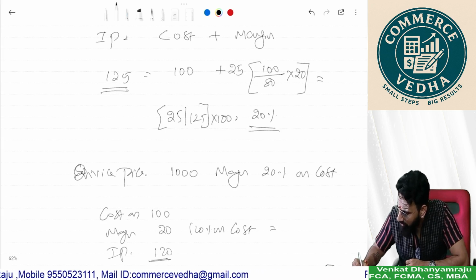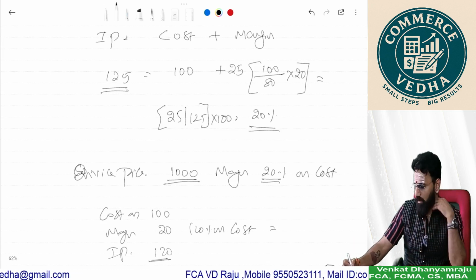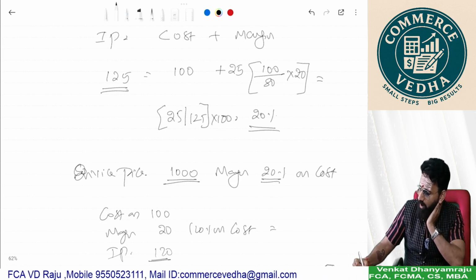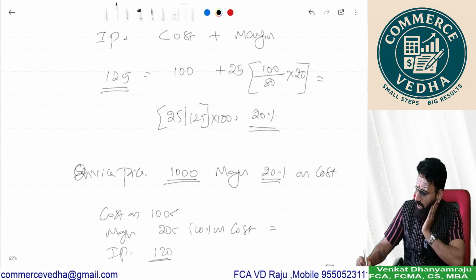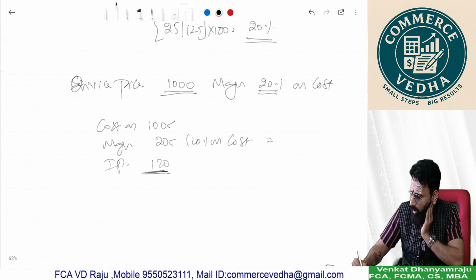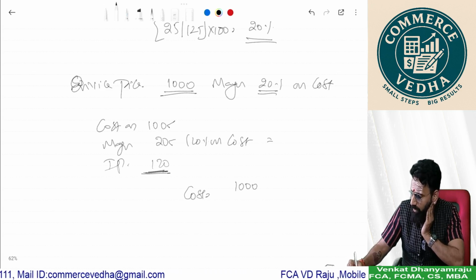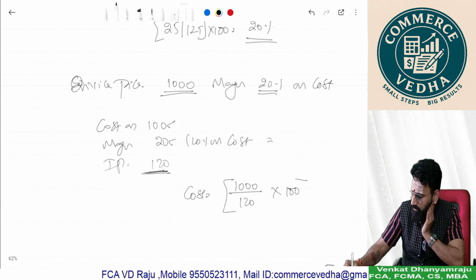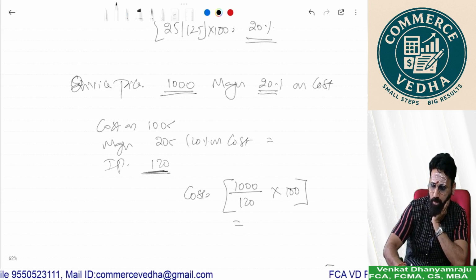I'll change it to 1000. Okay. So invoice price 1000, margin 20% on cost. Margin is given on cost. So assume if 100 is the cost, margin is 20, which is 20% on cost. Invoice price shall be 120. As you know invoice price, so cost equals to 1000 is the invoice price by 120 into 100.